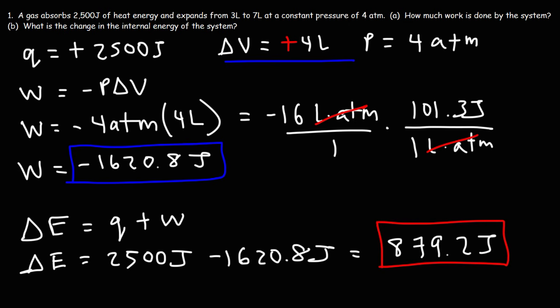So when dealing with the concept of internal energy, think of energy that's flowing into the system and energy that's flowing out of the system, and you have to add or subtract those two values accordingly. So for this example, the system gained a net amount of 879.2 joules of energy. We had more energy coming in than energy going out.